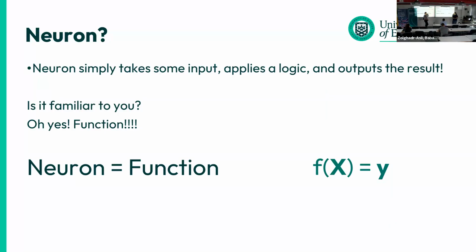So I'm going to talk about the artificial neural network in a mathematical way. When we talk about the artificial neural network, we are talking about neurons. What is a neuron? A neuron simply takes an input, applies a logic, and gives you an output. It's very familiar to us. It is some kind of function. So a neuron is like a function.